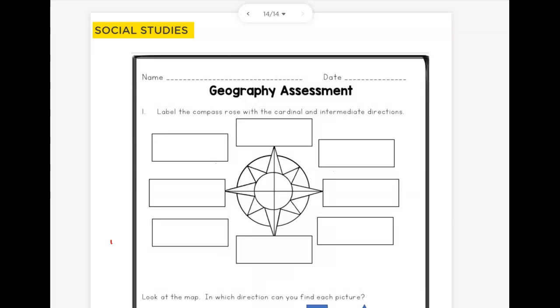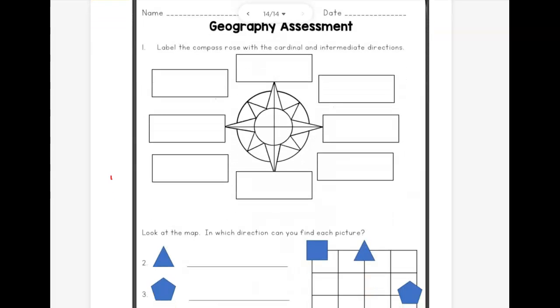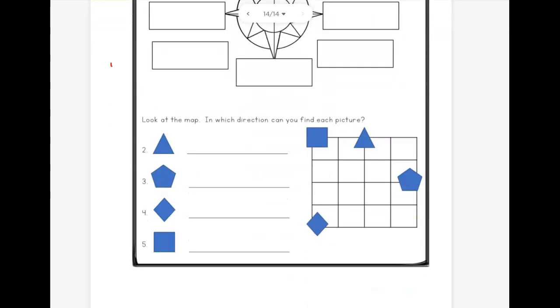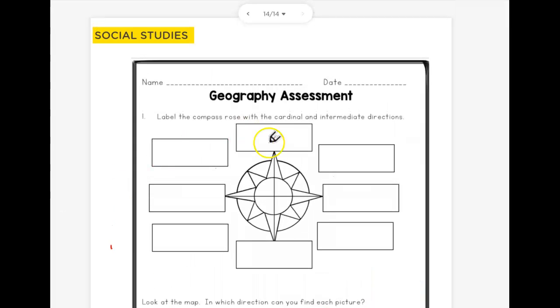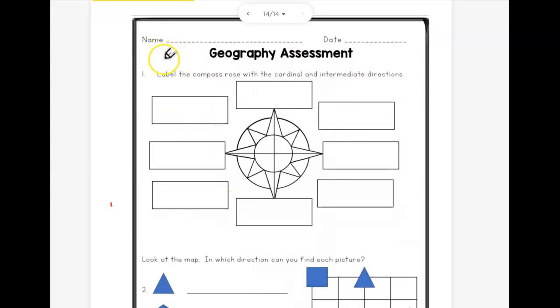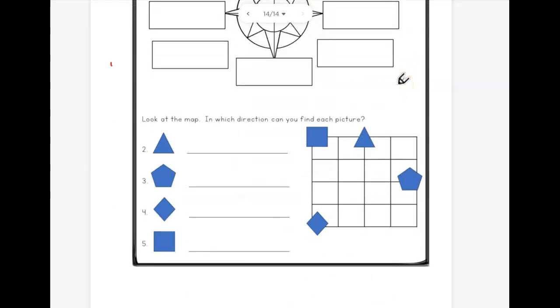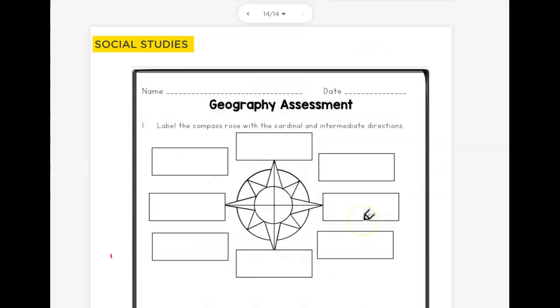Now, before our break, we were looking at cardinal directions and how to read a map. We're going to do a quick review this week on some of the things that we've learned before we move on to our next topic in social studies. So for this activity, we will be labeling the compass rose with the cardinal and intermediate directions. And then we will look at the map. In which direction can you find each picture? And we'll be labeling those on here.